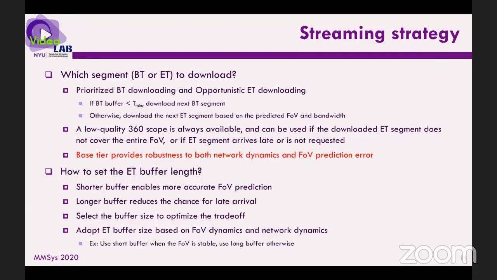For example, if the FOV is stable, we can use a longer buffer. I'm sorry, we can use a short buffer if the FOV is actually very dynamic, hard to predict. Otherwise, we can use a long buffer to enable the buffer to absorb the network variation.